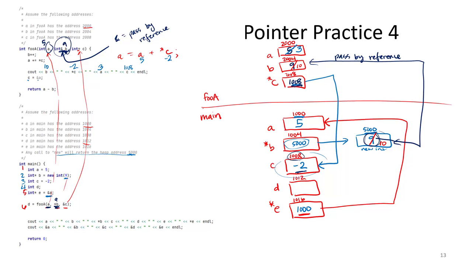Last line here, we have C equals &A. Notice what that's going to do. We are going to be changing the address stored inside C. This is now changed to hold the address 2000. That means pointer C in foo_a is now pointing at my int variable a inside foo_a.